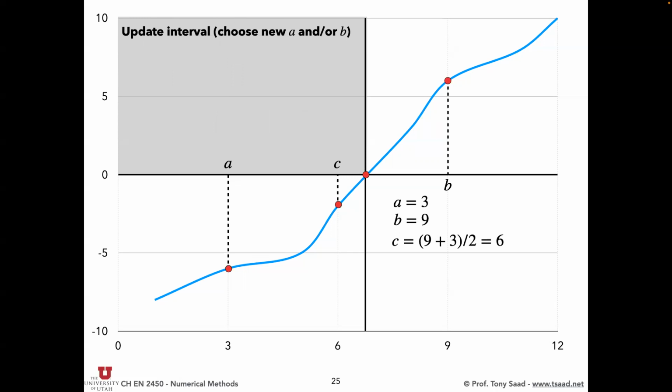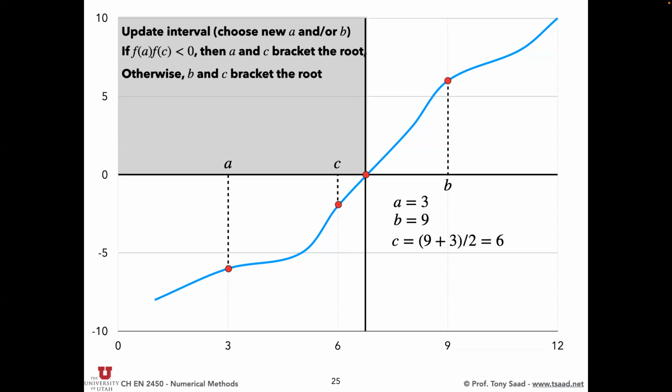Now visually, you can clearly tell that C is your new A and B is B. That's your new interval. But numerically in a code, you can't tell that. You cannot visually inspect which points to take. Should you take C and B as the new interval or A and C as the new interval? To check for that, you take the product f of A times f of C or f of B times f of C.